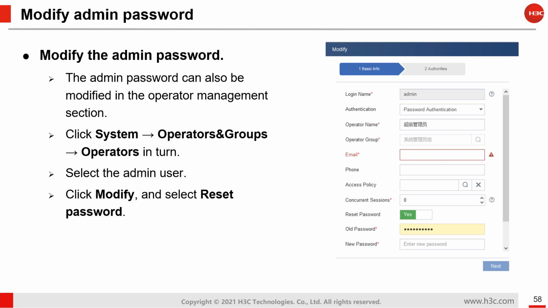Modify admin password. Here is another way to modify the admin password. The admin password can also be modified in the operator management section. Just click System, Operators and Groups, then Operators in turn. Select the admin user, click Modify, and select Reset Password. Then input the old password, then set the new password. After that, the password is changed.